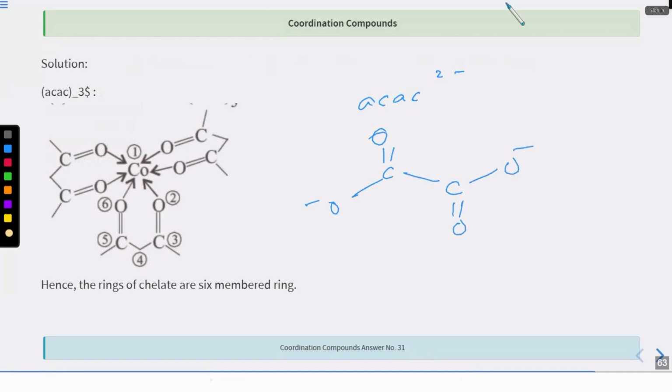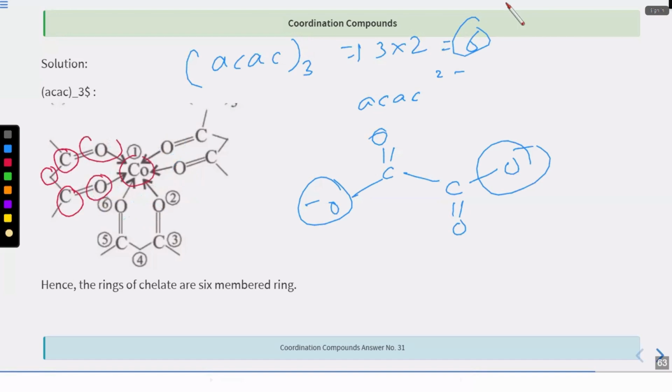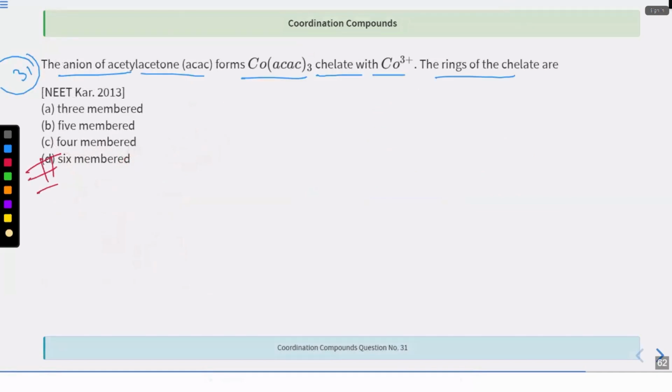Okay, so it forms a chelate. How does it form a chelate? Since it is a bidentate ligand, it will coordinate from two places: 1, 2, 3, 4, 5, 6. Why? Because there are 3 acac ions. So basically 3 into 2, 6 ligands will coordinate. So 6 oxygens. So basically it will form 6 membered rings: 1, 2, 3, 4, 5, 6. Let me do it once again. It will draw 1, 2, 3, 4, 5, 6. So it will form 6 membered rings. So 6 membered rings are like this. So option number D is the right option to this question.